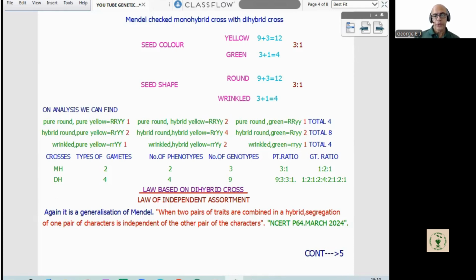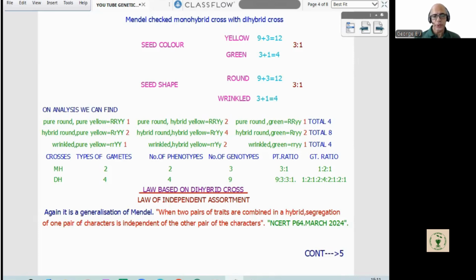Geometric progression. Phenotypic ratio 9:3:3:1. Genotypic ratio 1:2:1, 2:4:2, 1:2:1. So I think it is clear. Phenotypic ratio, genotypic ratio, monohybrid 3:1. Dihybrid 9:3:3:1. Genotypic ratio 1:2:1. Then dihybrid genotypic ratio 1:2:1, 2:4:2, 1:2:1. I think that is clear. No need to memorize all this data. Just practice it, check with the checkerboard. It will be easy for you. I think that idea is clear.